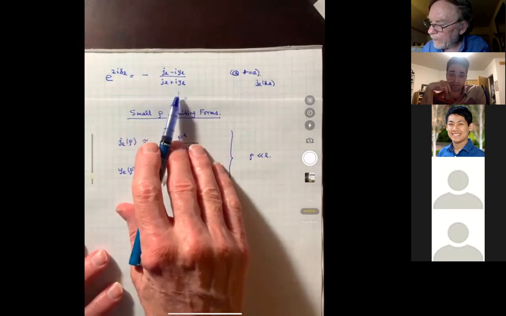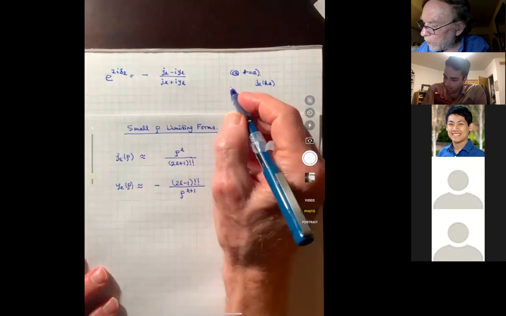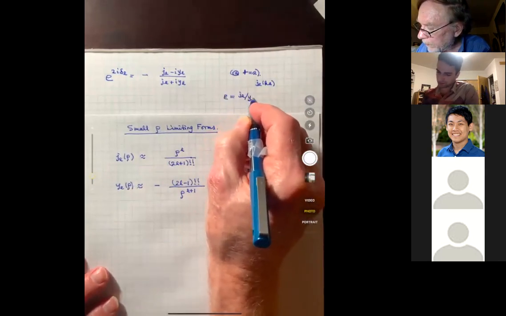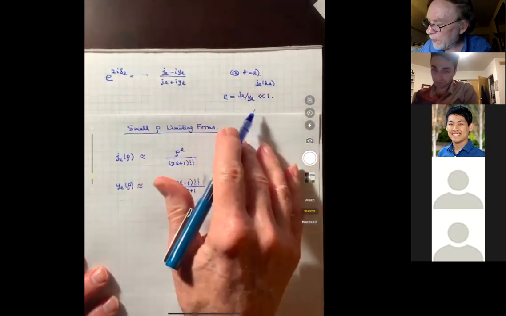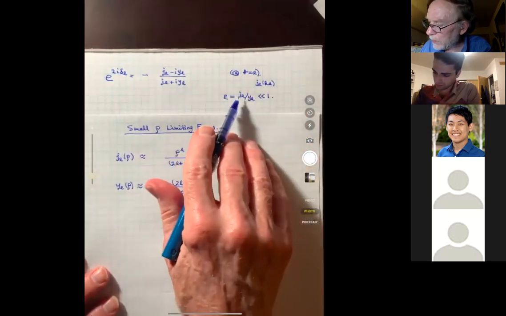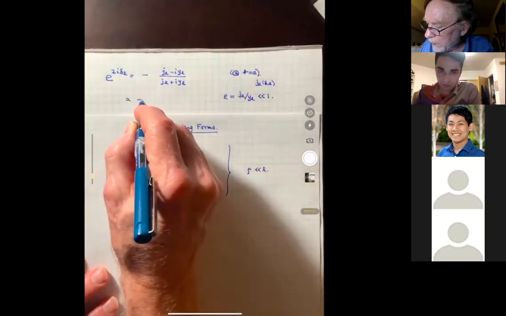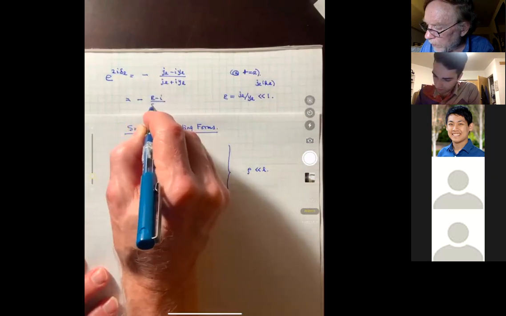It looks like that. Allow me to divide through by the Y, which is the larger part, and define epsilon equal to J_L over Y_L. That makes the epsilon a small number. It's actually going to be a negative number. It makes it a small number because the J is small and the Y is big. So this thing becomes equal to minus (epsilon minus i) divided by (epsilon plus i).